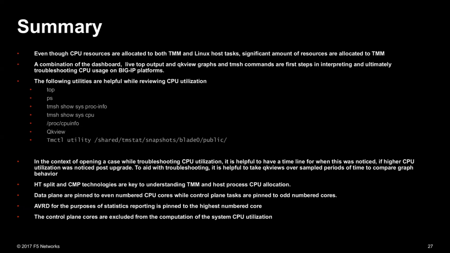The HT splits and CMP technologies are key to understanding how TMM and the host process CPU is allocated. The data plane is pinned to even number CPU cores, while control plane tasks are pinned to the odd number cores. Remember that for AVR and ASM, some ASM processes are pinned to the highest number core. And the control plane cores are excluded from the computation of the CPU utilization.